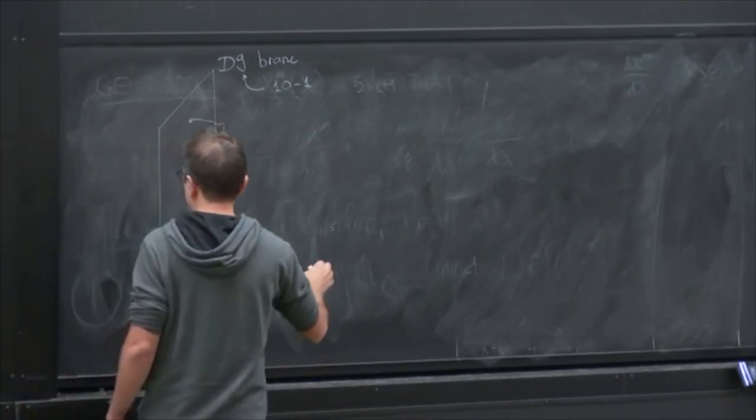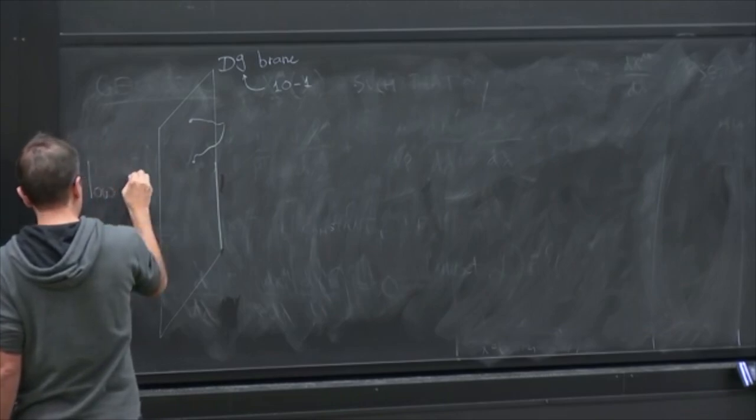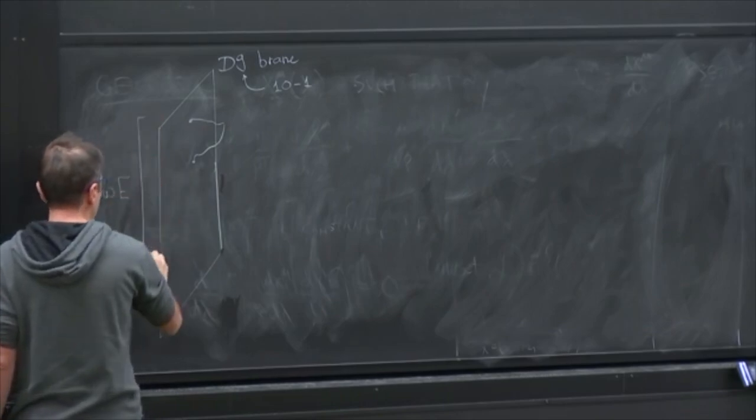And now we have this D-brane where the strings can end. And what I want to ask is, what is the theory that describes the low energy limit of this 10-dimensional theory?